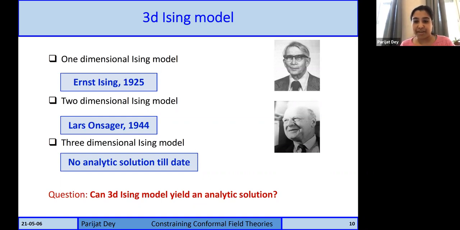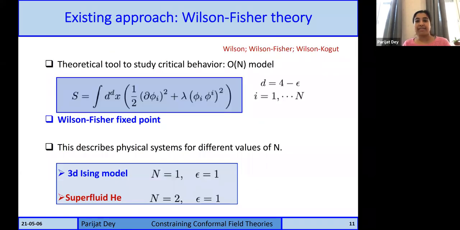Okay, so I should proceed. What is the existing approach to study such systems? This is the Wilson-Fisher theory. Ken Wilson said that it is sometimes useful to think of a quantum field theory in fractional dimensions. So instead of studying the quantum field theory in 4 dimensions, he studied it in 4 minus epsilon dimensions and used epsilon as a very small parameter.